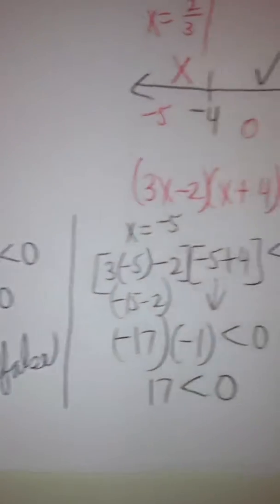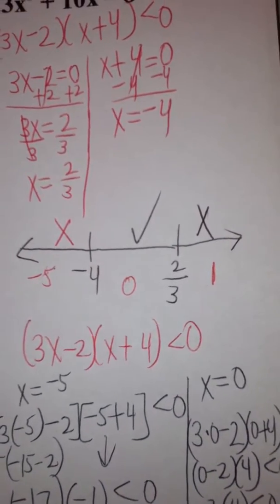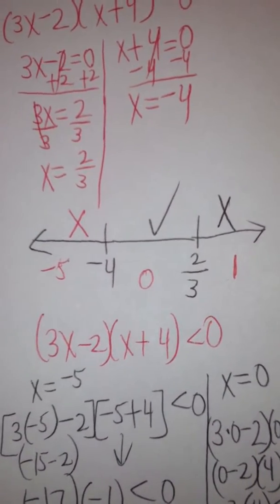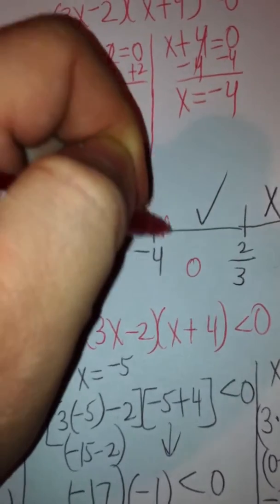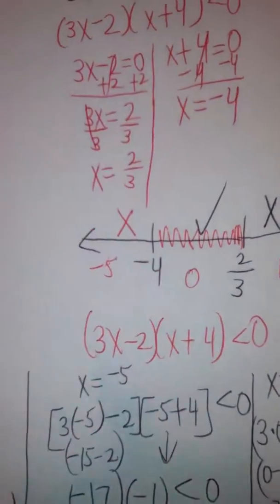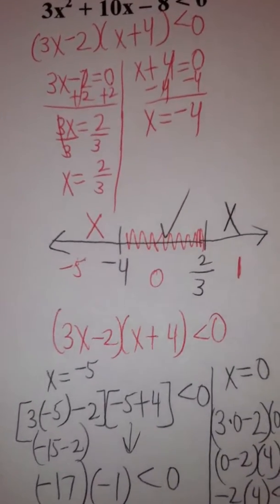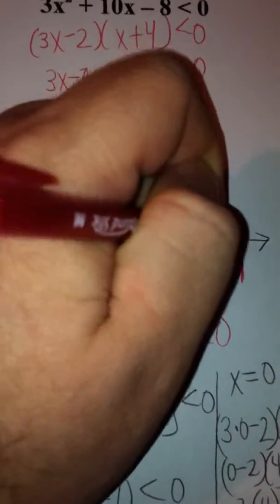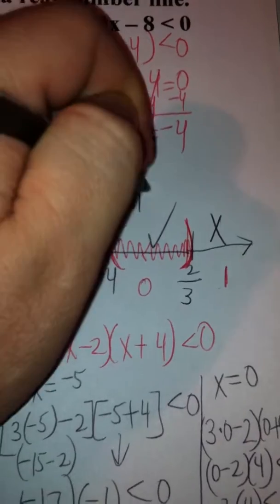Now, to get our solution set, look back up here at the number line. Where is our test point true? Right, it's in between the negative 4 and 2/3. So that's where we would shade to graph it. Now, if you're given less than or strictly greater than, you have to use parentheses because you cannot include the endpoints. So we have parentheses here. And to write this as a solution set, it would just be (-4, 2/3).